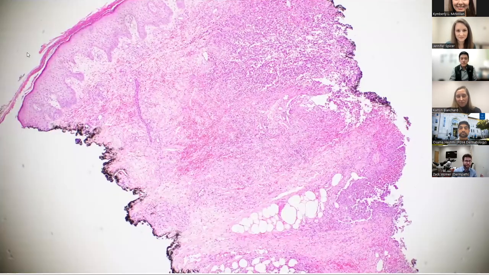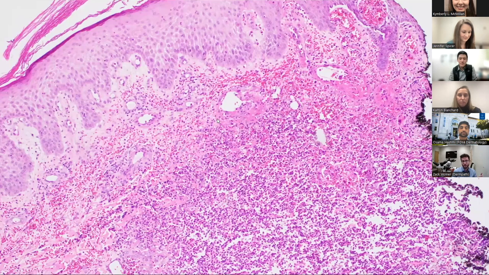So with that in mind, this is what we get. This is from our patient, and you can see the epidermis, or the top layer of the skin, here, the stratum corneum, and the deep dermis going down into the subcutis. And you can see there's this dense infiltrate present in the superficial, reticular, and deep dermis, even going down a little bit into the subcutis.